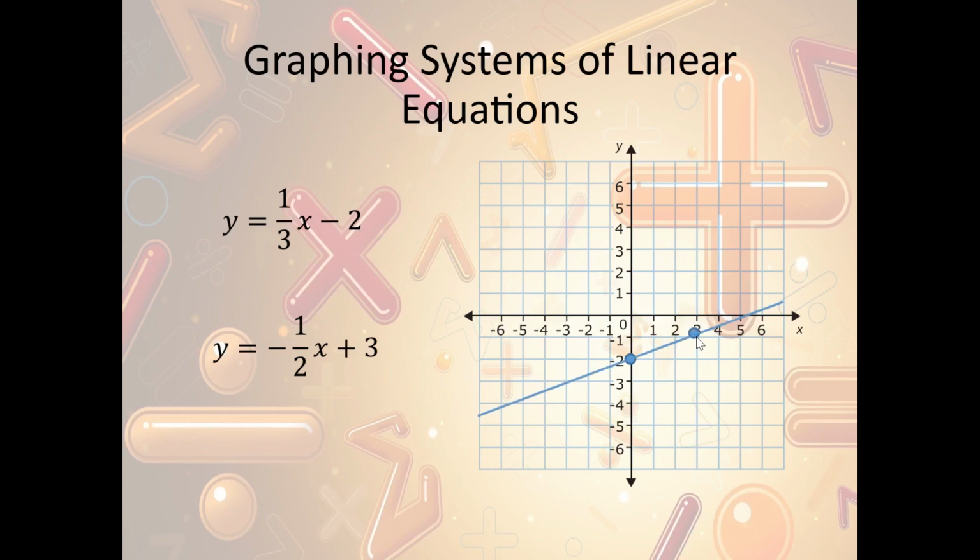So just like we did earlier, that's the same thing we're going to do now. Now, we're just going to plot the second line on the same graph. So my y-intercept for this one is 3. So I'm going to go up 3 and plot my point. And my slope is -1/2, so I'm going to go down 1 to the right 2, connect the dots, and notice now I have a point where they intersect, which is right there. That is considered the solution to the system of equations.